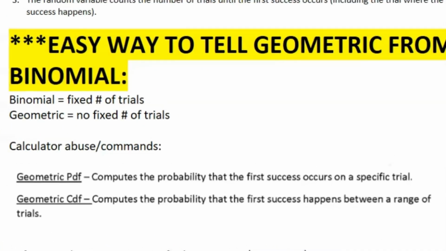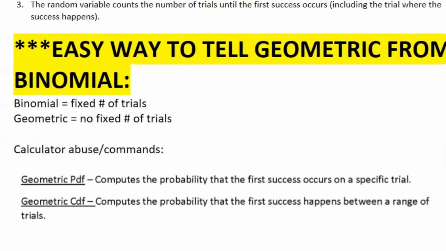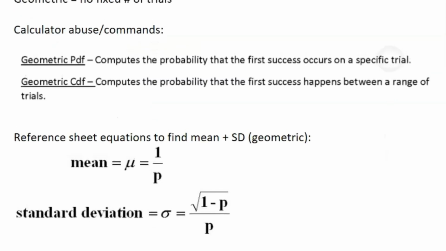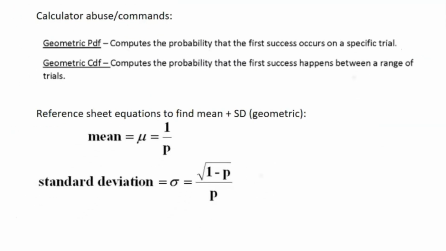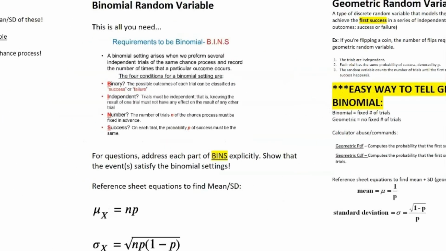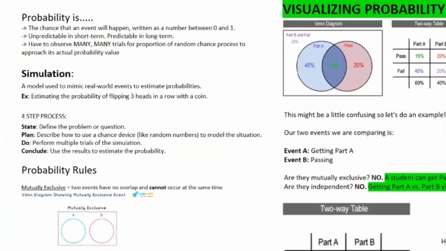More calculator abuse and commands: geometric PDF and geometric CDF. If there's one thing you learn today, it's to learn how to use calculator commands, because it makes your life pretty darn easy. And then for the mean and standard deviation of geometric random variables, the mean is just 1 over the probability of success, and the standard deviation is the square root of 1 minus the probability of success over the probability of success squared. So that does it for all the content you need to know for Unit 4, probability and random variables.